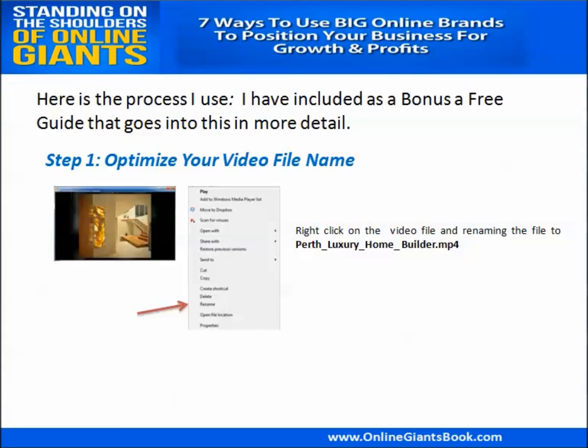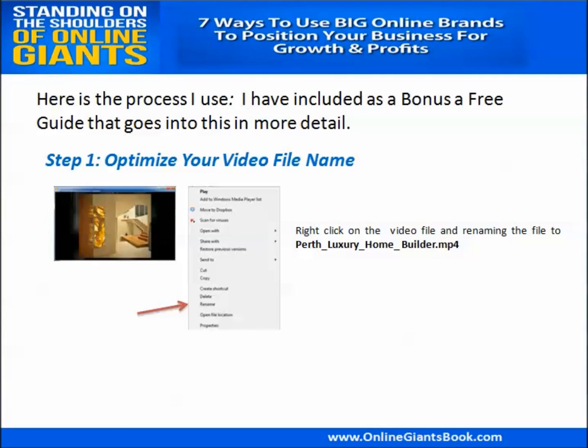Okay, so step 1 is to optimize your video file name. Once you've recorded your video, you just rename the video file, and you do this by right-clicking. Now this is for PC. Right-clicking and changing the name of the video file, and I recommend using this format here, using the underscores in between the keywords.